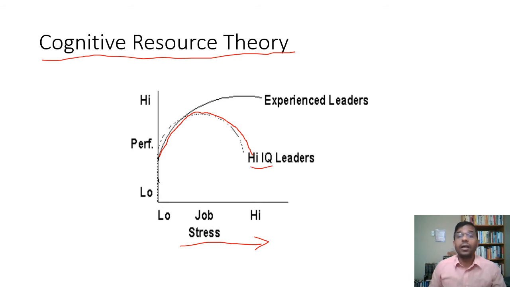Now, in contrast to the high IQ leaders, an experienced leader, somebody who has had the experience of dealing with similar stressful situations, will actually be able to perform high in those stressful situations, right? Because this person has dealt with similar stressful situations in the past. So he or she will be able to make use of the experience and perform well. So that's the cognitive resource theory. It gives you some insights about how intelligence can cease to be an asset in certain conditions, unless, of course, you succeed in managing yourself well in highly stressful conditions.